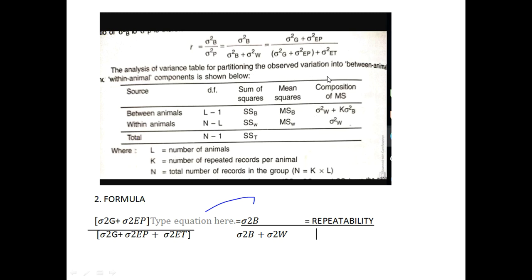So don't worry, because this lecture is becoming too lengthy, I need to wind it up, and in my next lecture I'll definitely deal with the calculation of repeatability by this ANOVA and the genetic correlation.